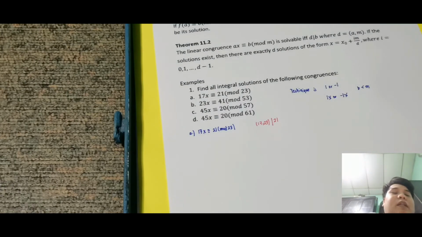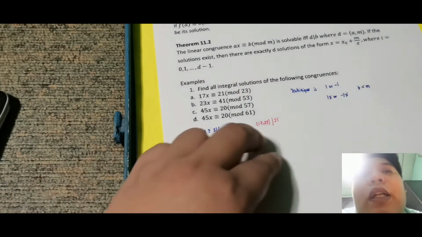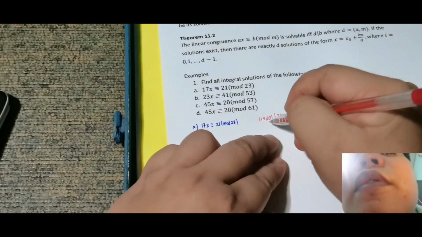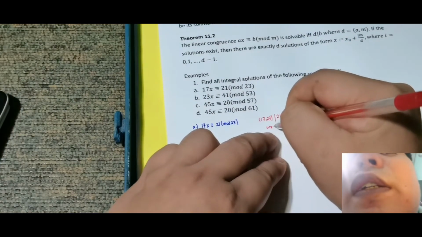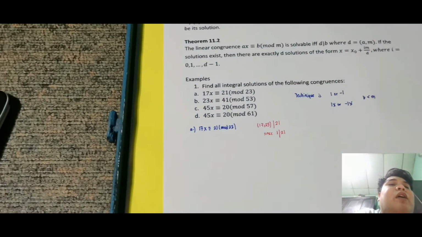Obviously, 17 is a prime number. Tama. So, ibig sabihin, wala siyang ibang factor kundi ang sarili niya saka yung 1. Okay, then 23 is also a prime number. So, since they are relatively prime to each other, therefore, the GCD of this is 1. So, 1 divides 21. So, tama tayo dun. Lagay ko na lang since 1 divides 21, kasi yung GCD ng 17 and 23 is 1.